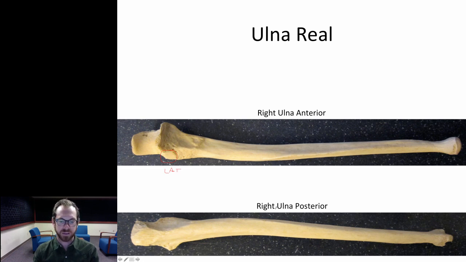Now on the posterior portion, again, here's your funny bone. This is your olecranon process. And this is your styloid process of the ulna. So if we put all of this together, okay, this is our proximal end, distal, anterior, posterior. This is our lateral side. It has to be on the right side of the body.